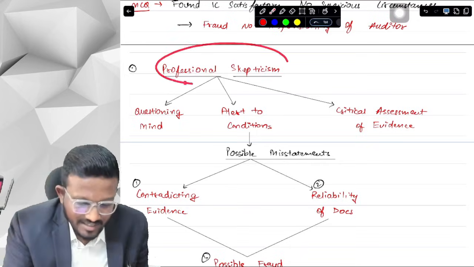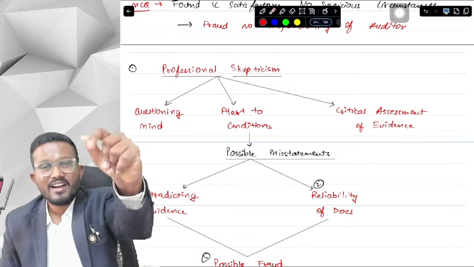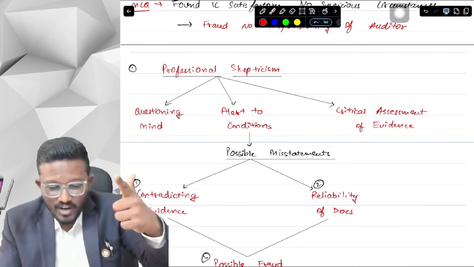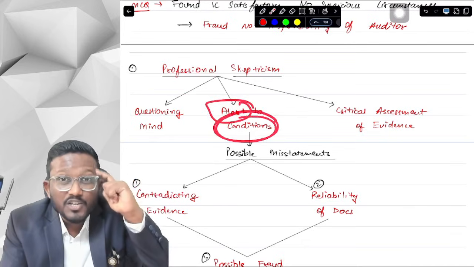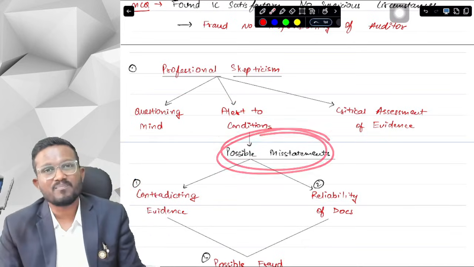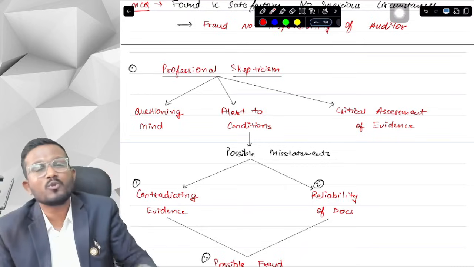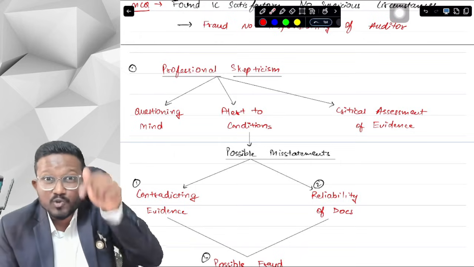So what does it include, sir? It includes three things. First of all, you have to maintain a questioning mind. Second, you have to be alert to those conditions which indicate possible misstatement. If there is any indication of a possible misstatement, then you need to be alert to those conditions to identify if there is any actual misstatement or not.